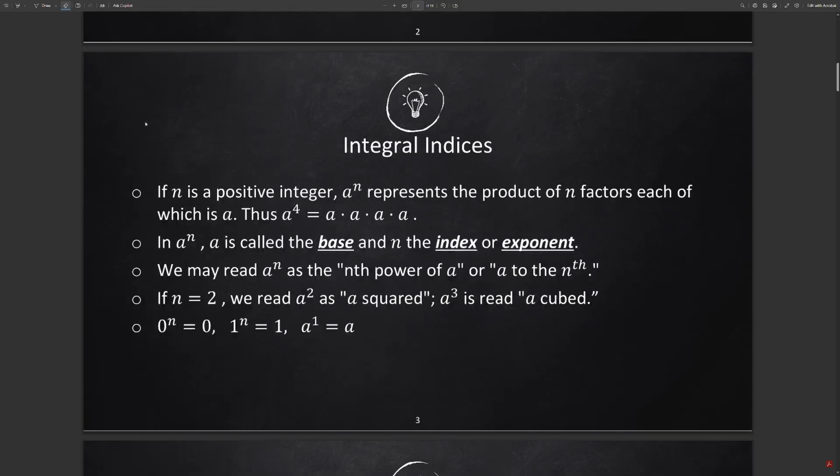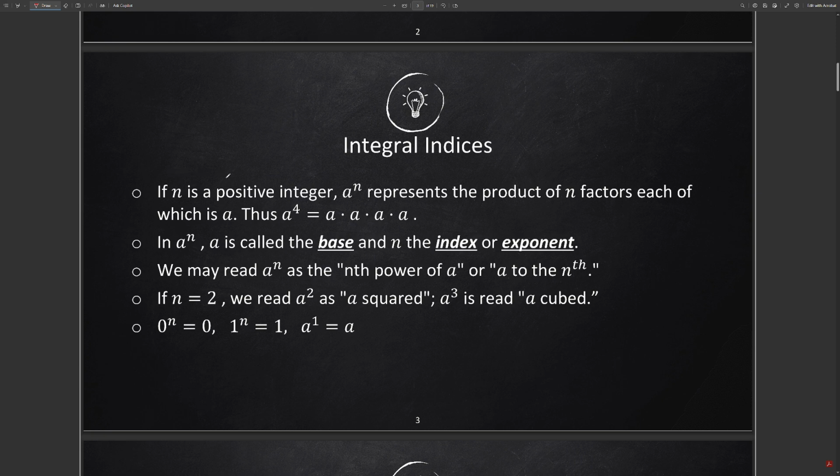Okay, so lecture 3 is going to talk about indices, right? And there are many properties of indices. Now we do not have to memorize or learn the properties, but we have to be able to use the properties to solve some questions, as we will do. So if n is a positive integer, right? So remember what an integer is.